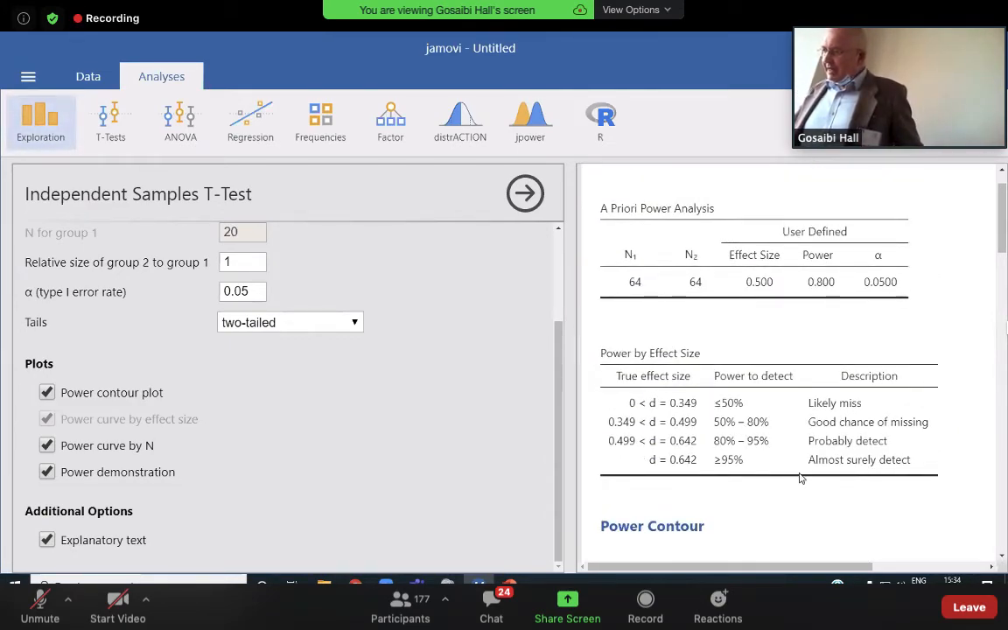Okay, and here it's just explaining that if you've got less than 50% power, then you're going to miss what you're trying to find 50% of the time. If it's between 50 to 80, it's a reasonable chance. If it's between 80 to 95, you will probably detect it. If it's greater or equal to 95%, then you will almost surely detect it. And these are the effect sizes here. So we specified 0.5, so up to 0.5 here is 50 to 80%. And then from 0.499 up to 0.642, that's the size of the effect, you have an 80 to 95% chance.